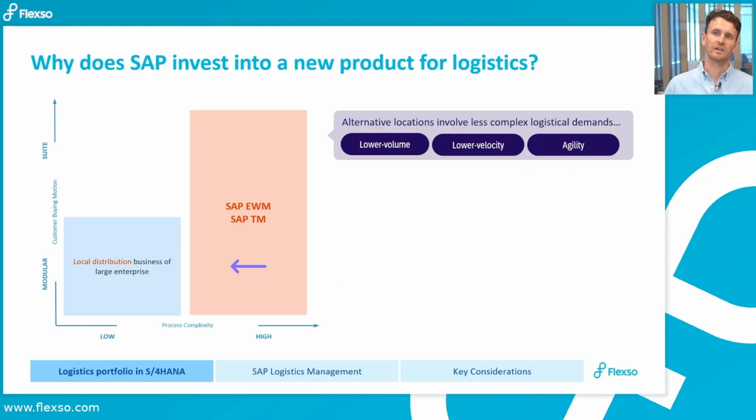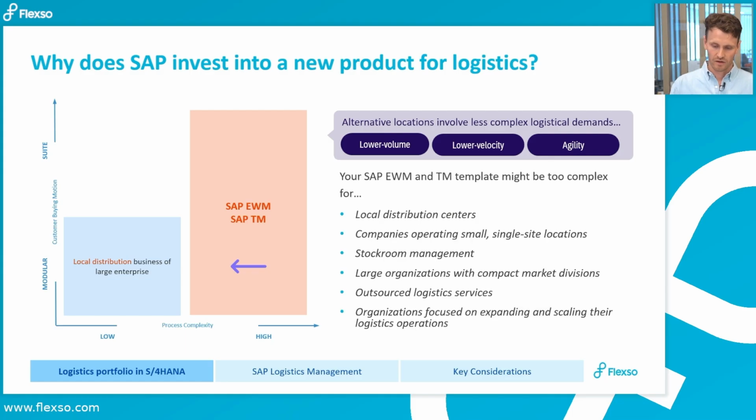SAP calls it the spreadsheet warehouses, the edge of your global supply chain. You might have sample warehouses, other warehouses that do not really require those more advanced needs of EWM and TM, too much engine for the solution. As an example, we have the local distribution centers, stockroom management, outsourced logistics, etc. For those particular use cases, SAP raised the question if EWM and TM, if those solutions are really the ones that you need to roll out for those warehouses, for those sites as well.